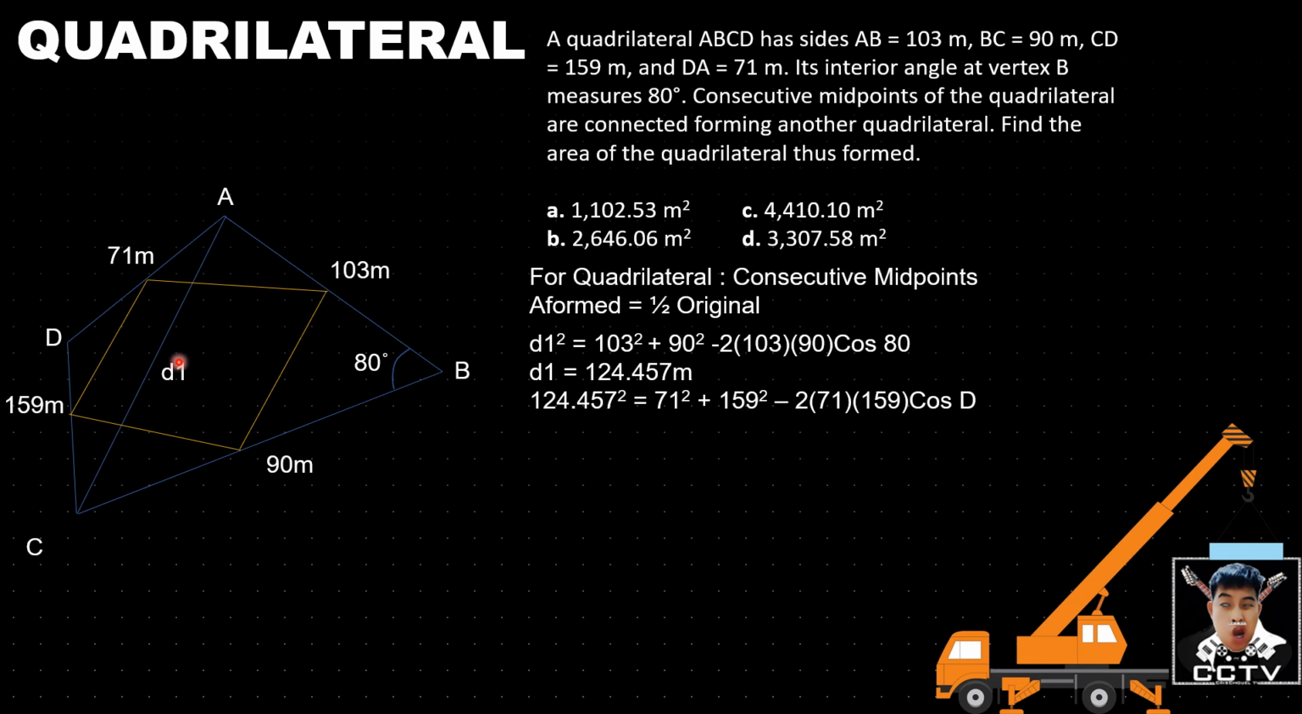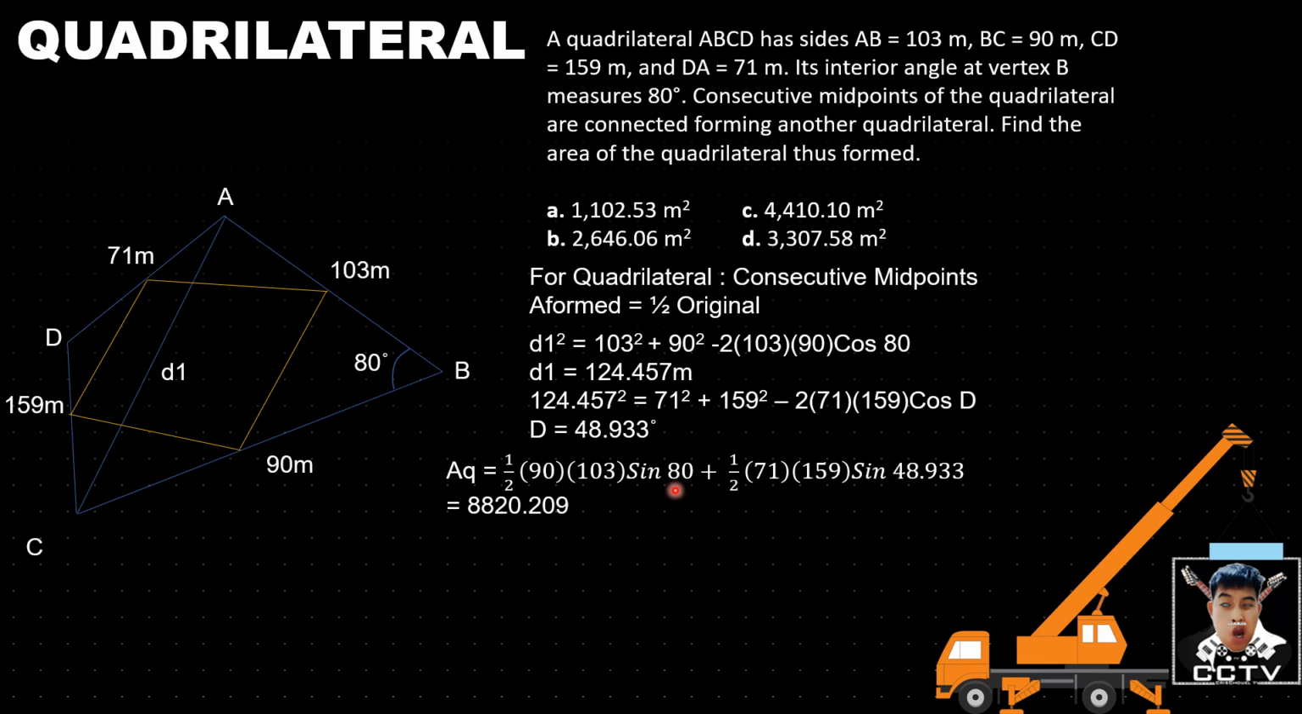And of course, kunin mo naman yung angle D. So, gagamit naman tayo ng cosine law sa triangle ACD. You will get here the angle D, which is 48.933 degrees. And, yun nga, sinubstitute nyo na lang kanina ay sa dalawang triangles, which is the scissors formula ang ginamit. So, makukuha mo ito. And, try mo lang.